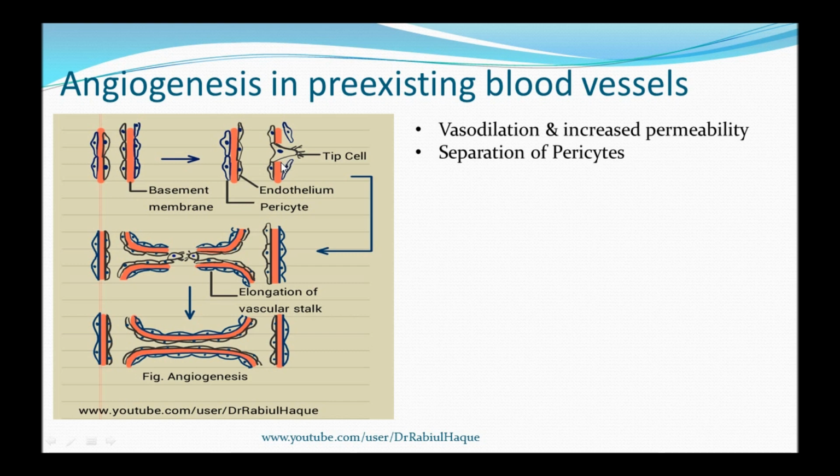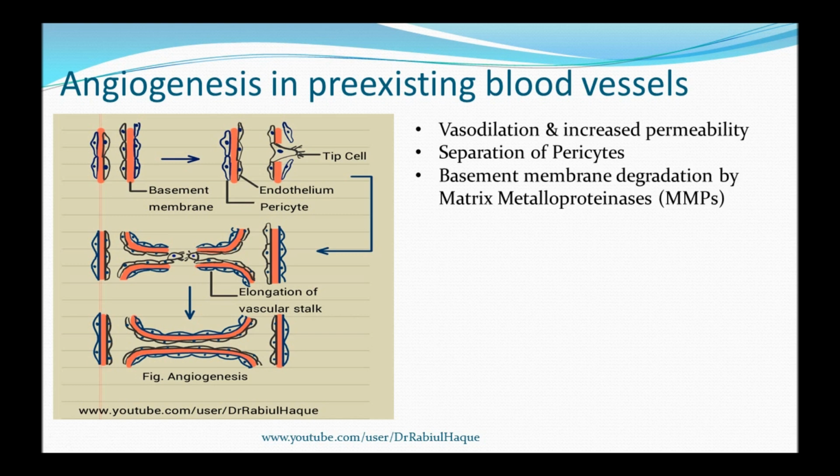And who will break down the basement membrane? Matrix metalloproteinases, or MMPs, which are enzymes present in the extracellular matrix. They will help in the breakdown or degradation of the basement membrane. The next step in angiogenesis will be migration of the endothelial cells toward the tissue injury. Here you can see in the next image we are seeing migration of endothelial cells.